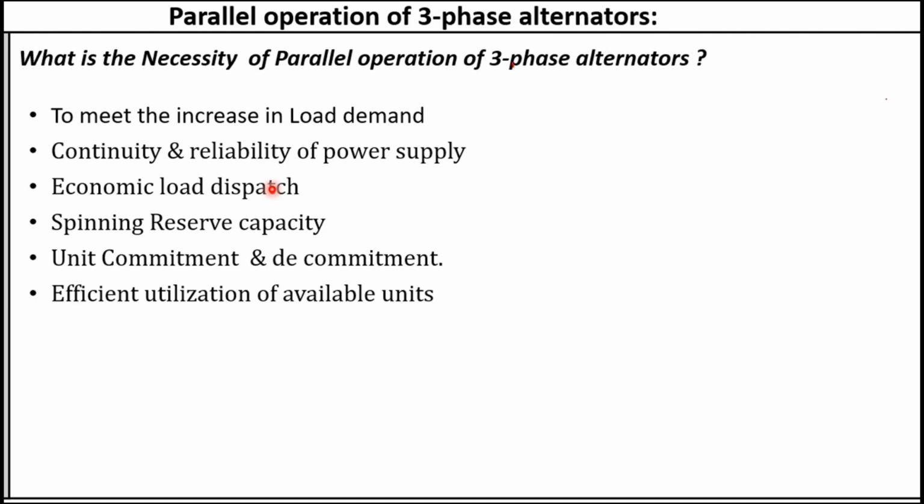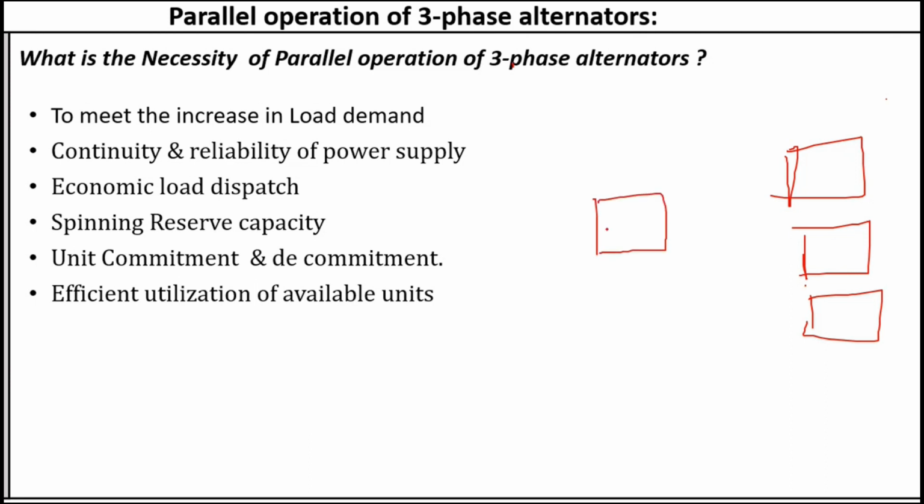Second thing, continuity and reliability of power supply. Suppose, I will take the same example, there are 3 loads, and these 3 loads are supplied by only a single alternator, having, let us say, a capacity of 10 megawatt. But due to some reason, this alternator fails to work. What will happen? All the supply will get discontinued, right?